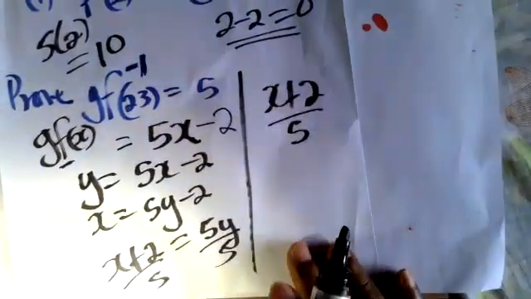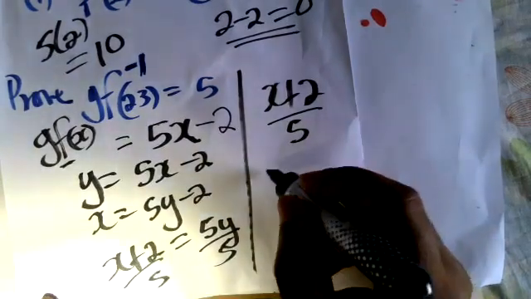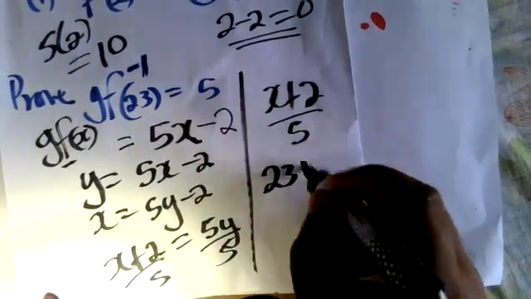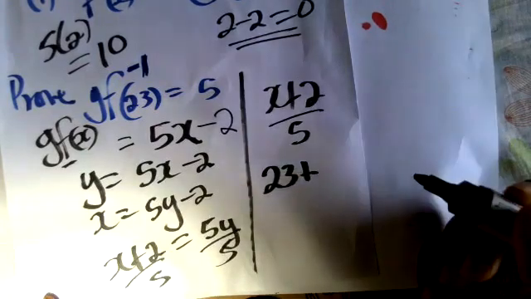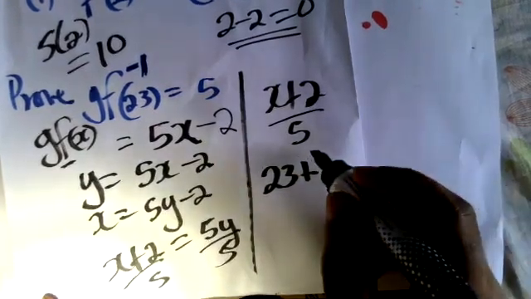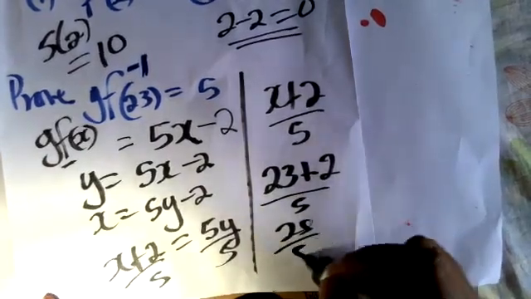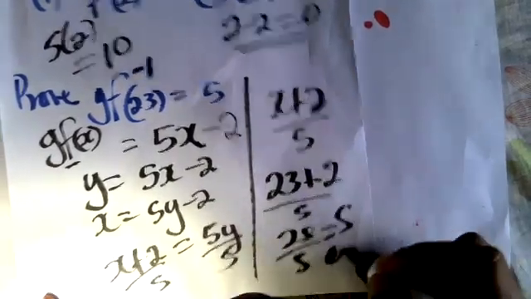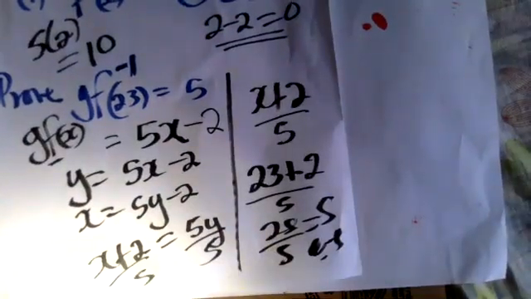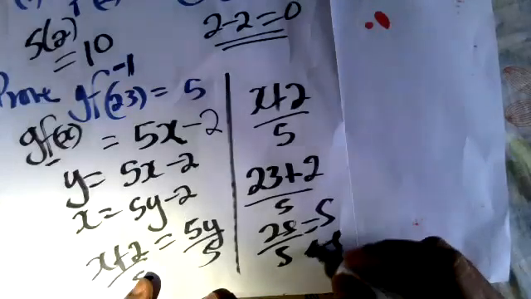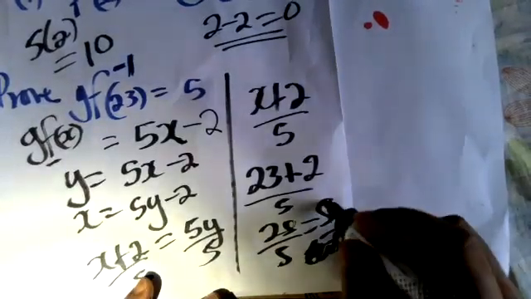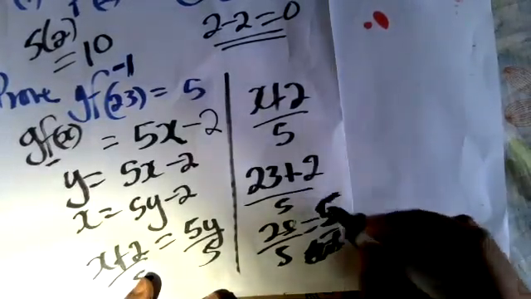But what did they ask us for? 23. So anywhere we say x, we put 23. So 23 plus 2 is 25, divided by 5, which is equal to 5. So it is proven, guys. 5 is the answer.